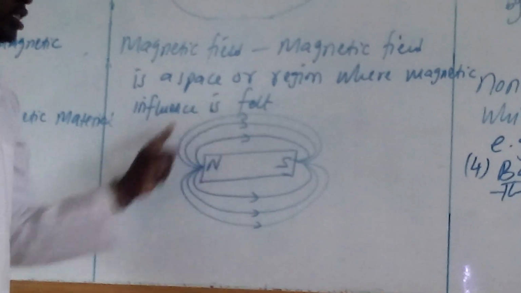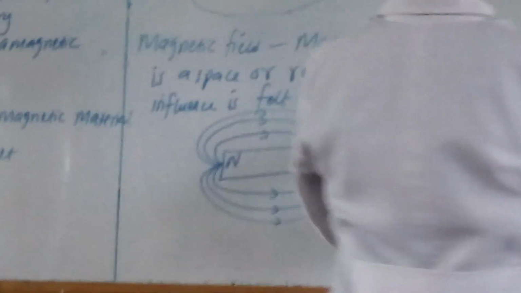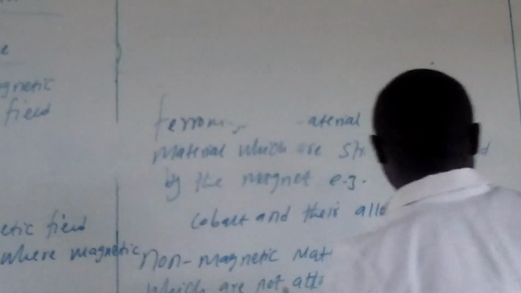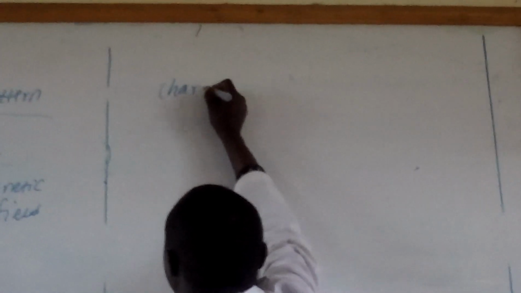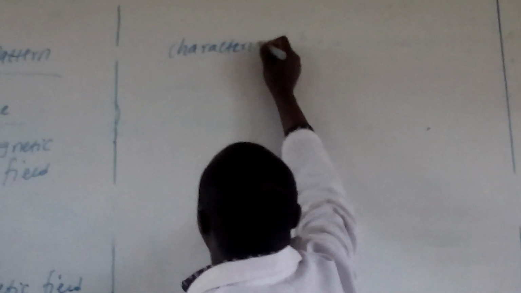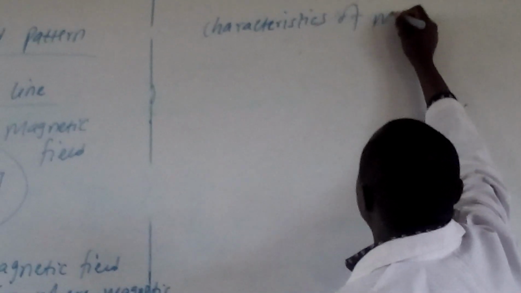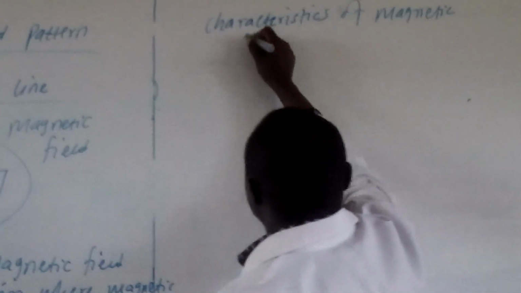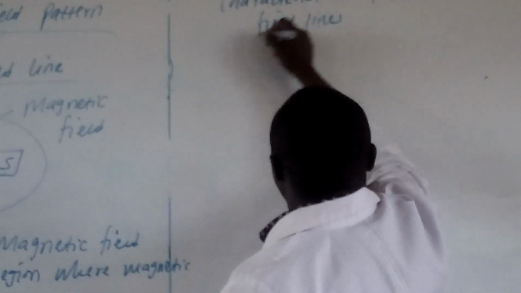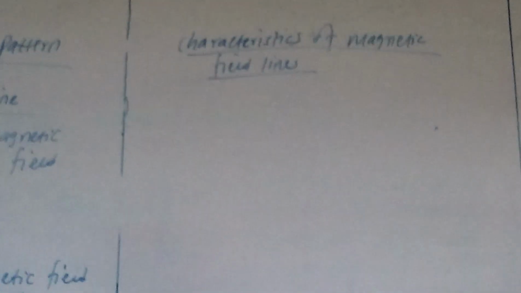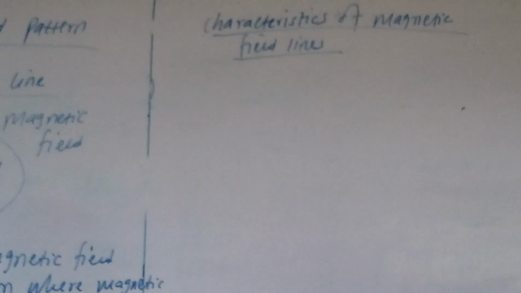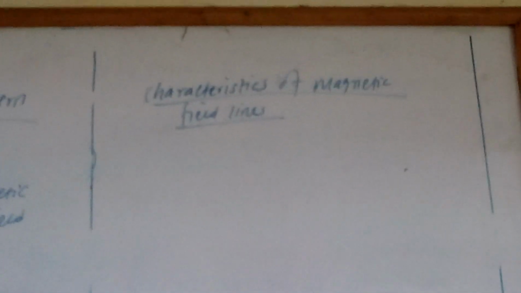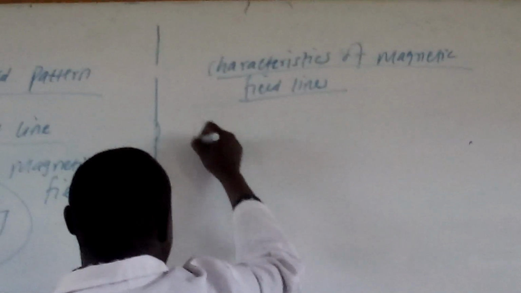What are the characteristics of magnetic field lines? There are four properties. These are the magnetic field lines we are talking about. The magnetic field lines originate from the north pole and end at the south pole. That is the first characteristic.